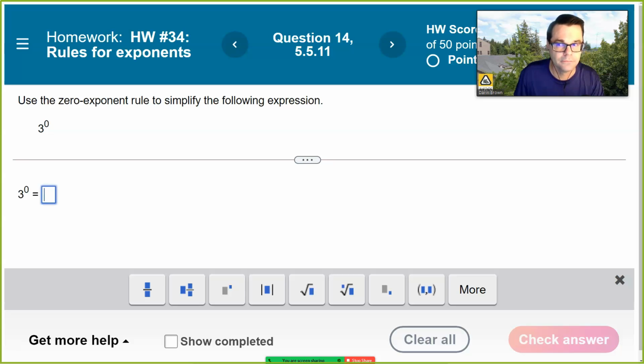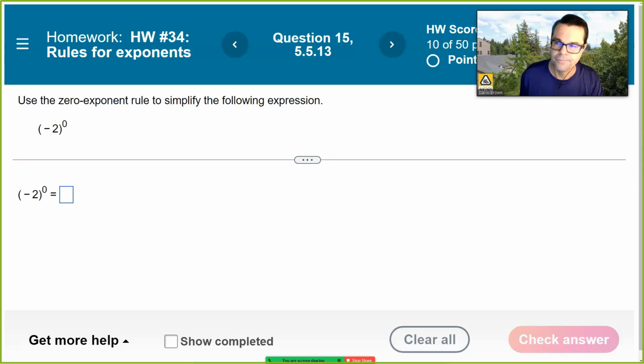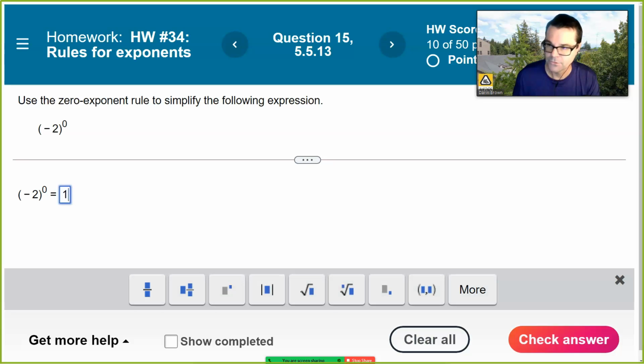3 to the 0, 1. Okay. That's pretty straightforward. Again, be careful here. Where are the parentheses? The parentheses are around the entire negative 2. So the base is the number negative 2. So this is 1. Without the parentheses, it would be negative 1.